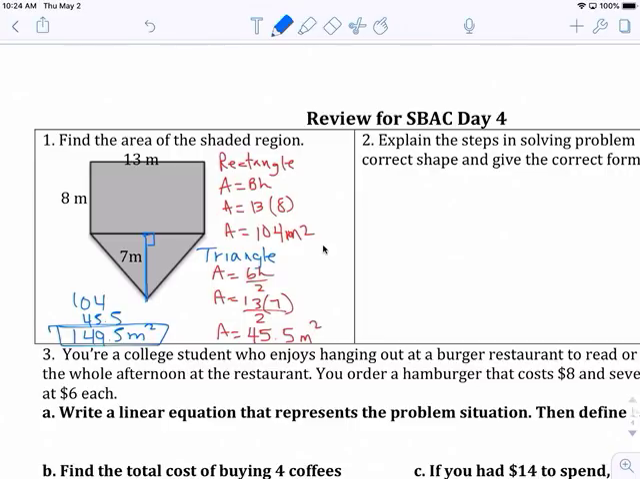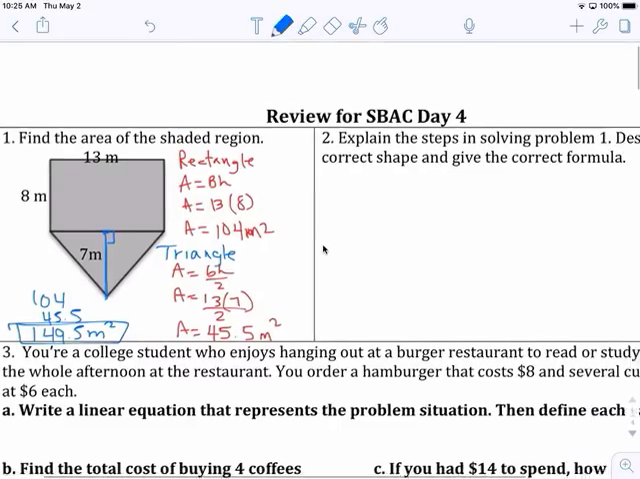What is the difference between a square and a rectangle? A square, all sides are the same, 10, 10. Rectangle, they're different, 10, 9. Squares, all sides are the same.